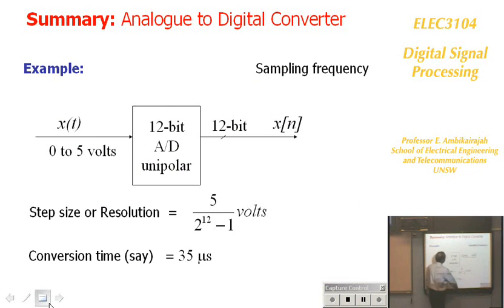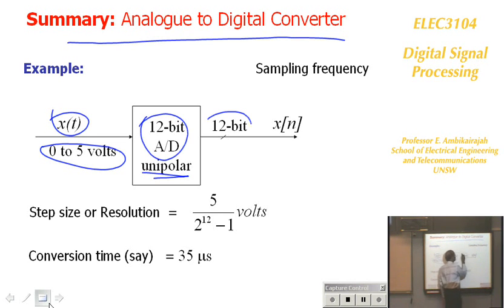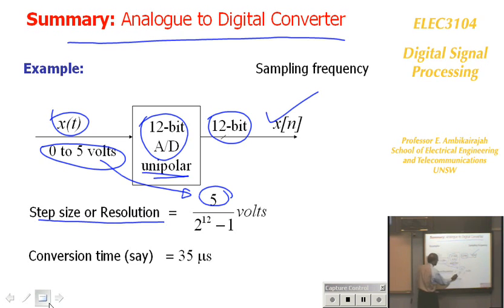So basically, let's come back here. Like we say, a summary of the ADC converter. We have got an analog signal coming in. It's 0 to 5 volts, so it's unipolar, not bipolar. A 12-bit ADC converter, so you've got 12 bits for every sample. So what is your step size or resolution? It's 5 volts divided by 2 to the power 12 minus 1.